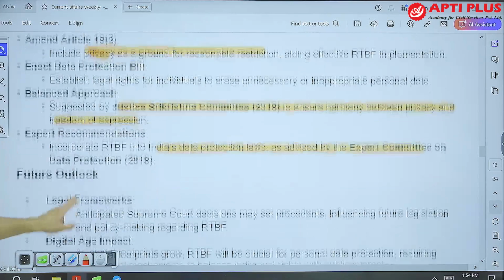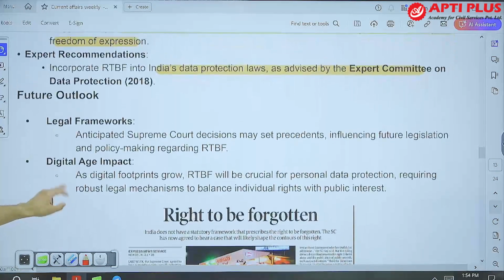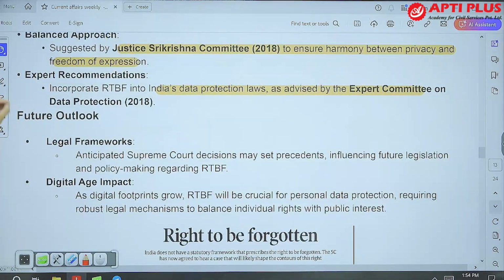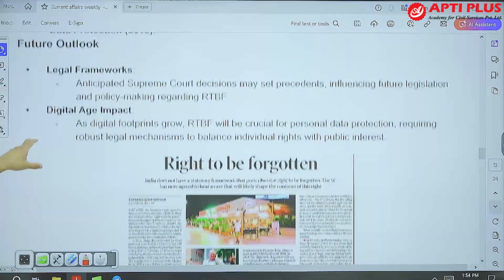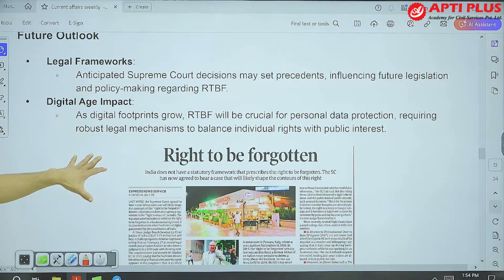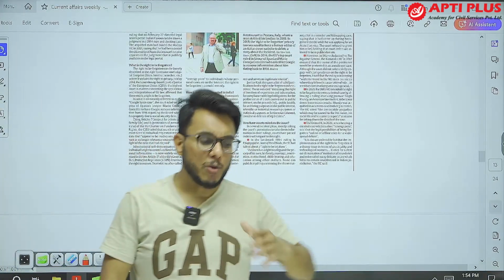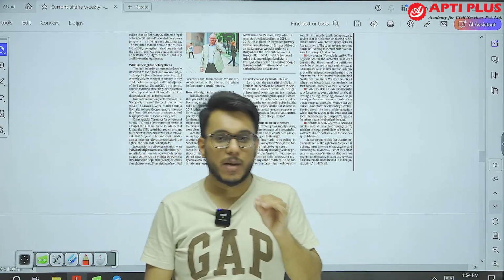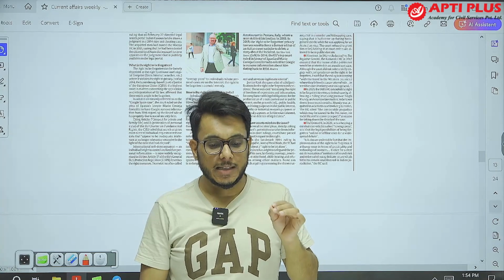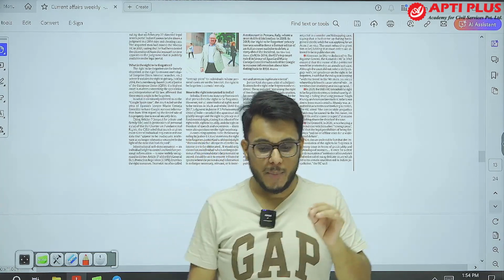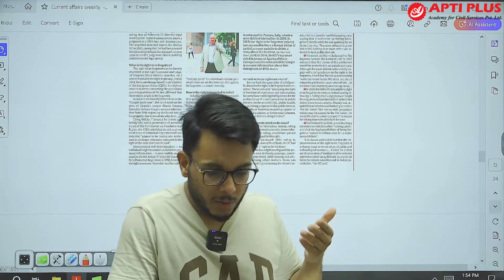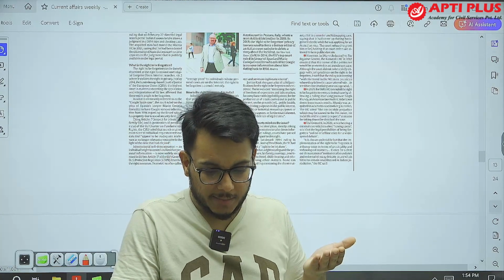Also, what is to be done? We need to ensure this particular thing: that in the digital age, if the right to be forgotten is not given... Now you see, social media is characterized by perpetual memory. So whatever is there on social media, it stays there.